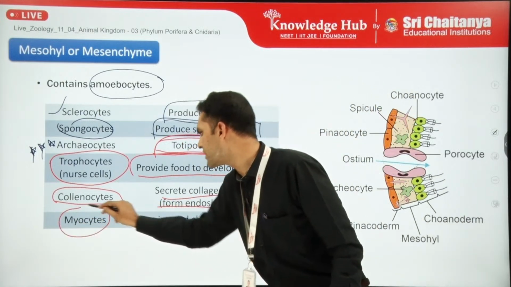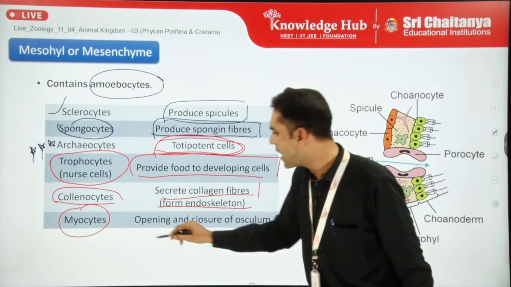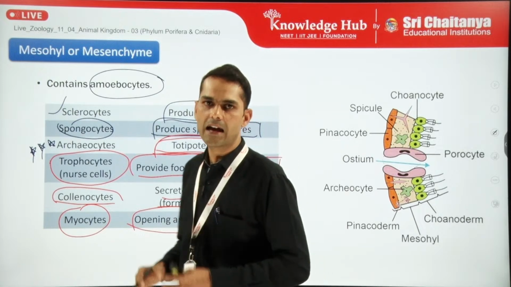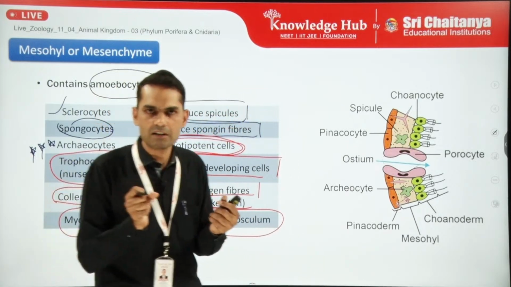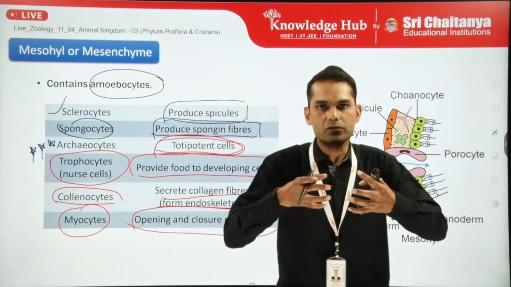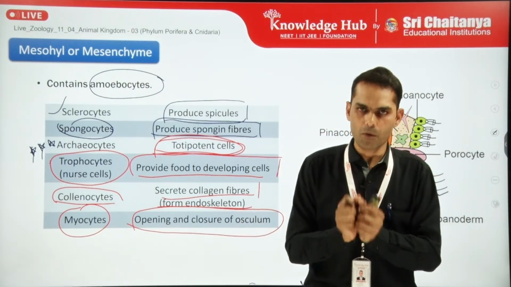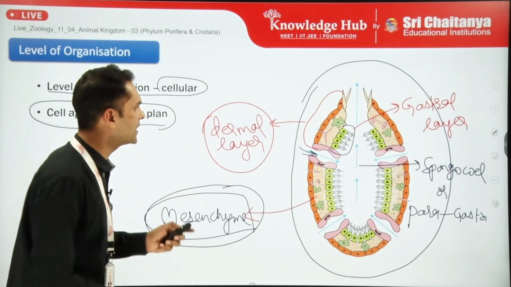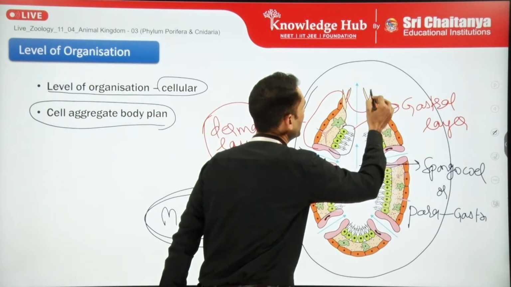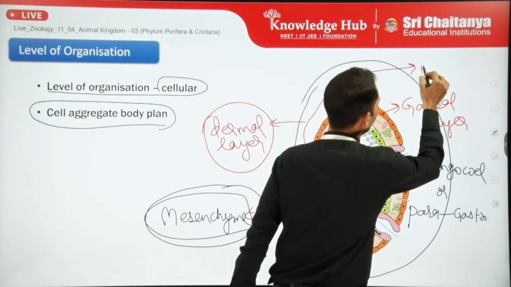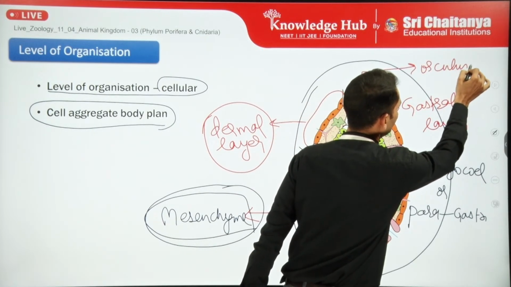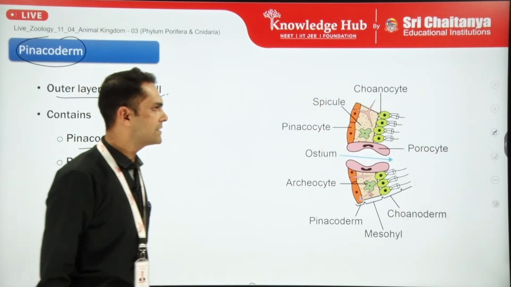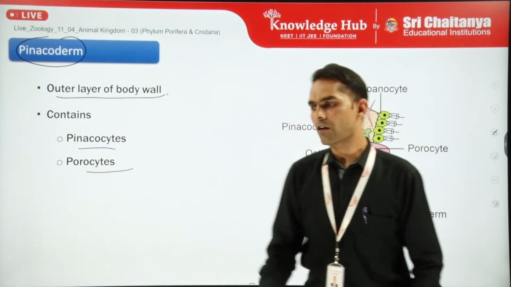Myocytes. Now the myocytes are those particular cells which line the osculum opening, and as the name resembles the muscles, they have the ability to close or to open the osculum opening. Now where is the osculum opening? Let us see in this figure. This particular opening is called osculum. Okay, right? So these cells control the opening and closing of the osculum.